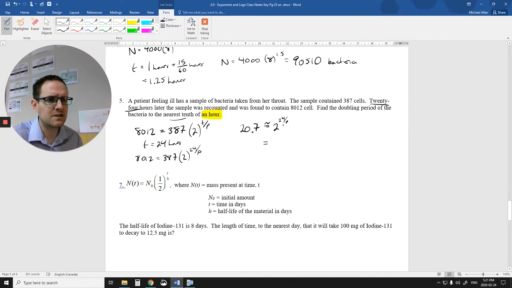Okay. Now I want to solve for p, so I'm going to use my exponential form and change it to log form. So I got log base 2 of 20.7 there, and I drop the exponent down to be 24 over p on this side. I've got to solve for p, so I'm going to move the p up to the other side. I'll write out this step.